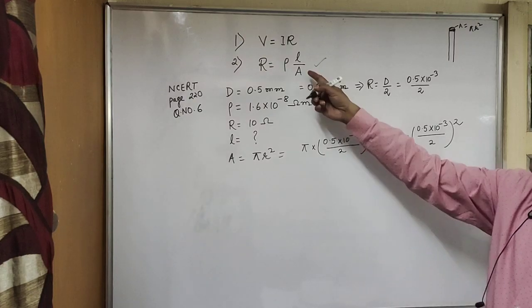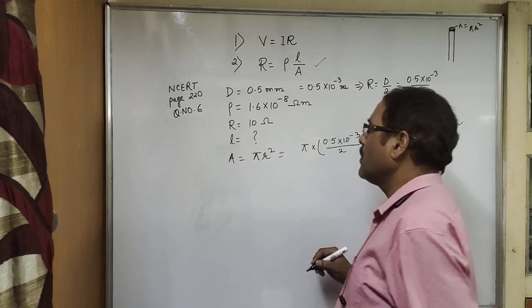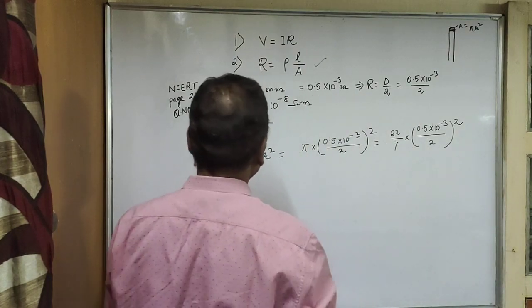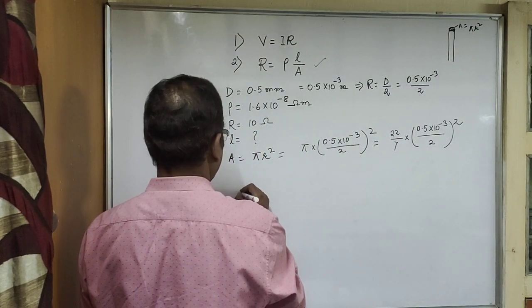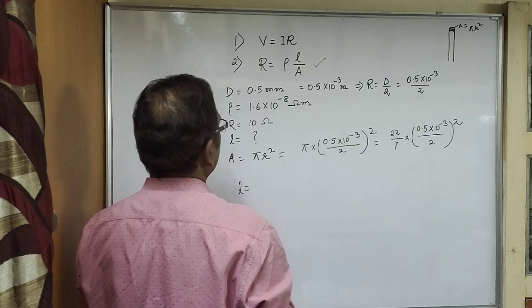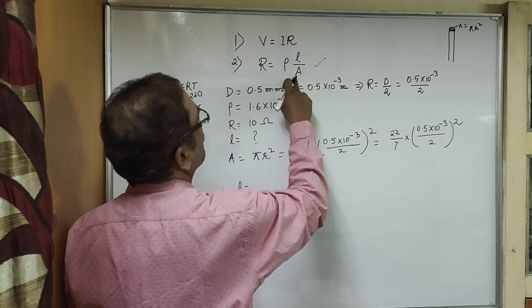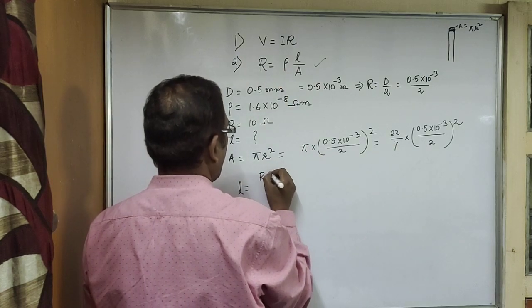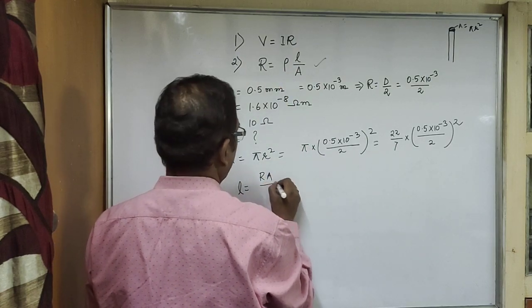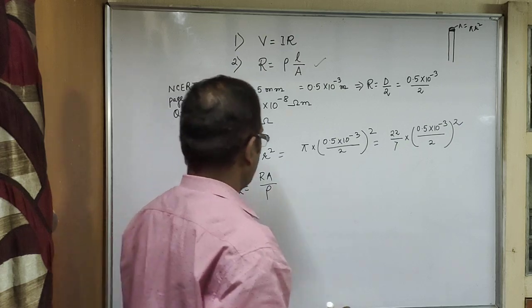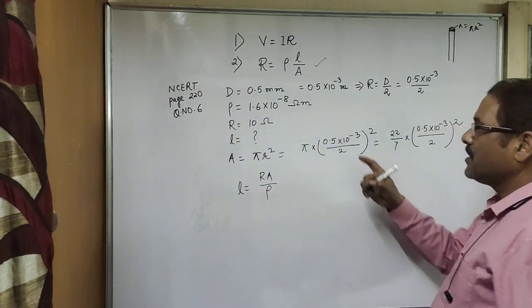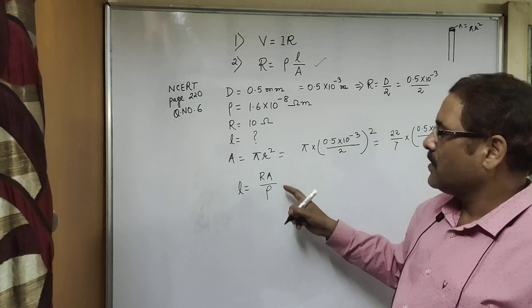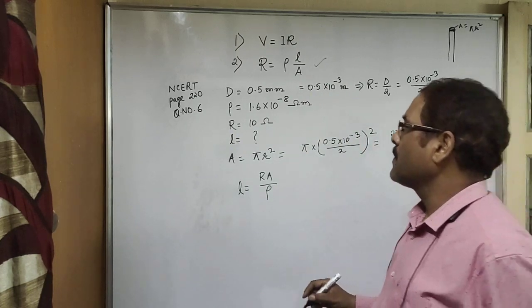Now from this formula, what will be the formula for length? We can write L is equal to, after cross multiplication it will be RA, and in denominator we have rho. So from this formula we can write L is equal to RA by rho.